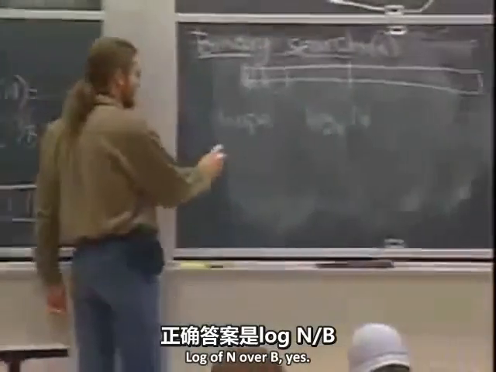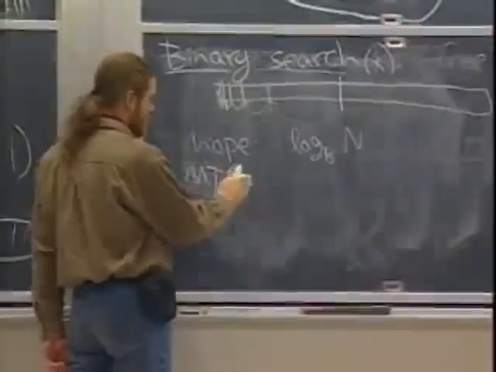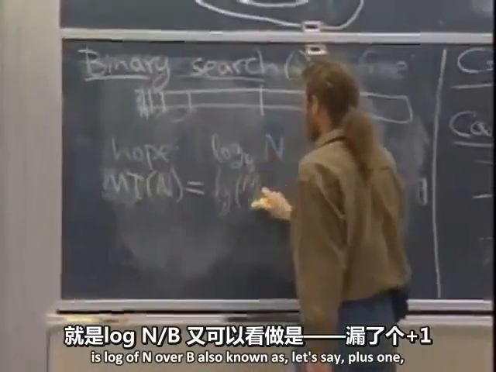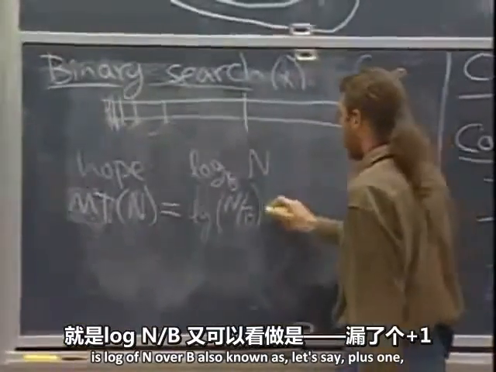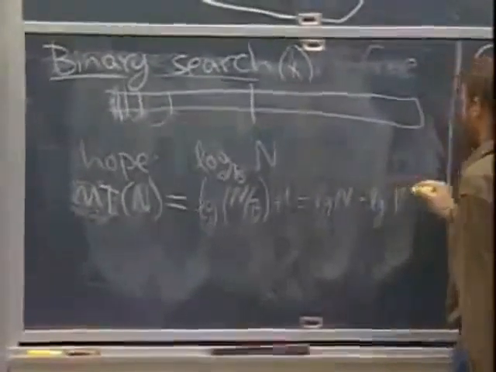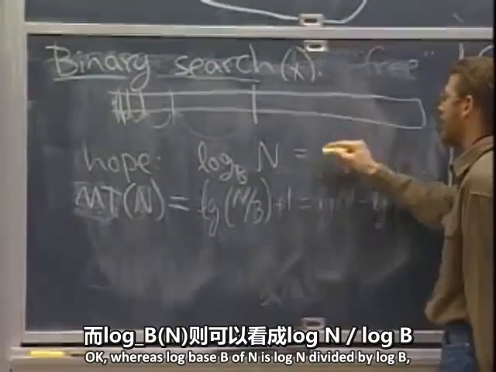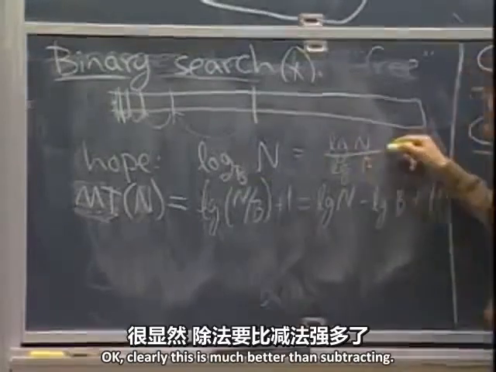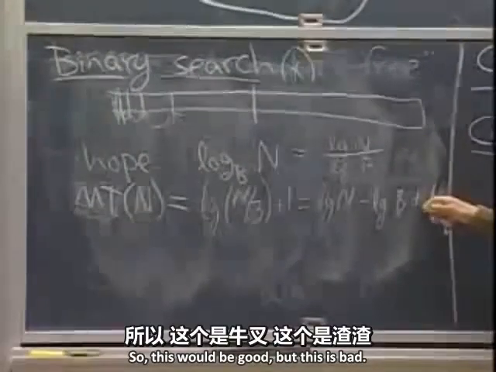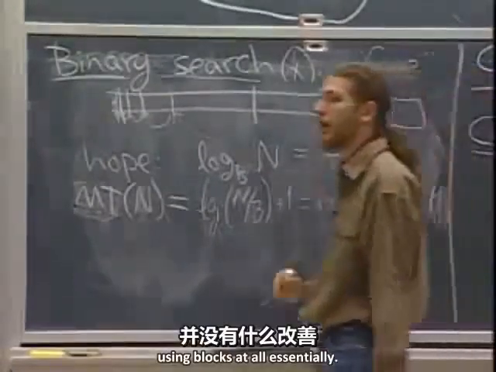It's log of n over b, yes. Remember my own notation. So the number of memory transfers on n items is log of n over b, also known as, let's say plus 1, also known as log n minus log b. Whereas log base b of n is log n divided by log b. Clearly this is much better than subtracting. So this would be good, but this is bad. Most of the time, this is log n, which is no better; you're not using blocks at all, essentially.